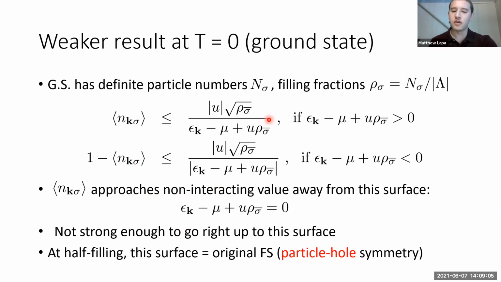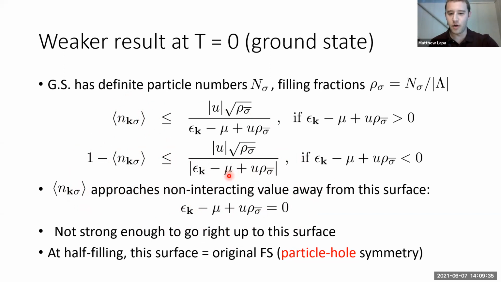And if you're above the surface, then you get an upper bound on NK. And if you're below the surface, you get a lower bound, or equivalently an upper bound on one minus NK. So what it says is that NK will approach its non-interacting value of zero or one as you move away from this surface. But you can see that the bound is not strong enough to let you go right up to this surface. Eventually, you will get to somewhere where the denominator gets smaller than the numerator, and then this bound is not useful anymore.